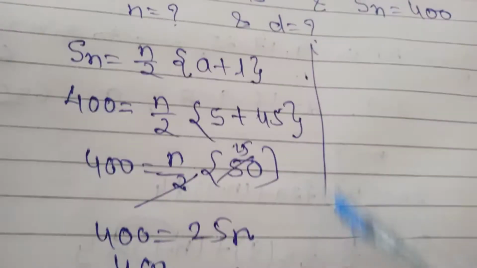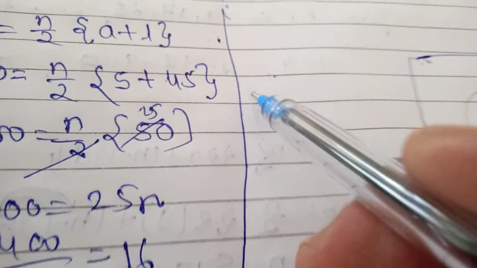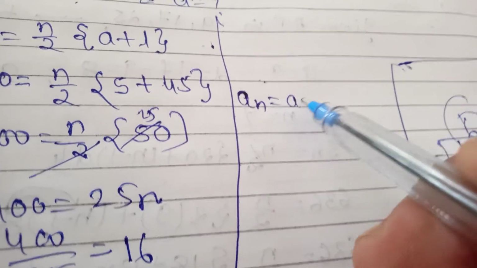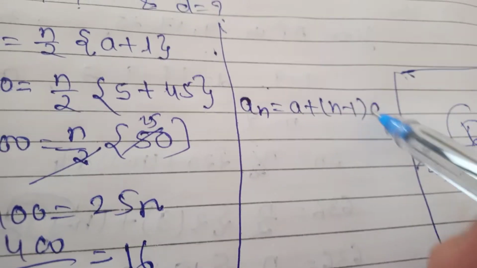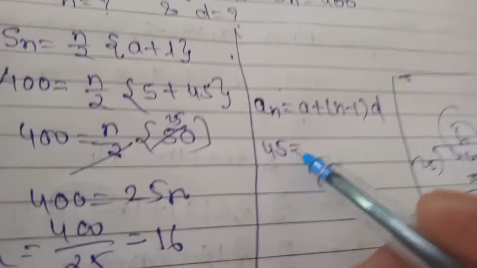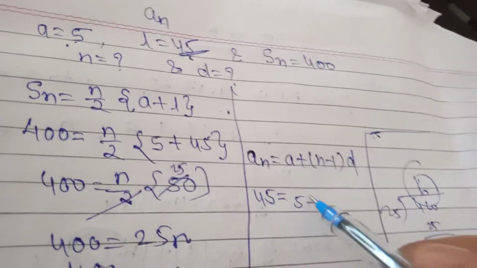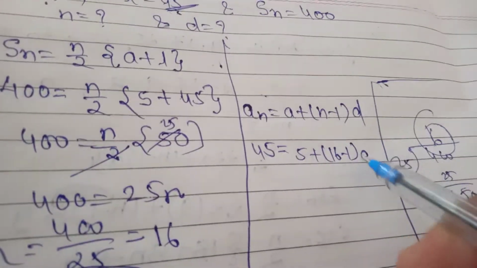Now what do you have to find? We have to find d. So use now the general term formula: an is equal to a plus (n minus 1) into d. What is an? An is the last term of the AP, it is 45, is equal to a, which is given as 5, plus n which is 16 minus 1, into d.